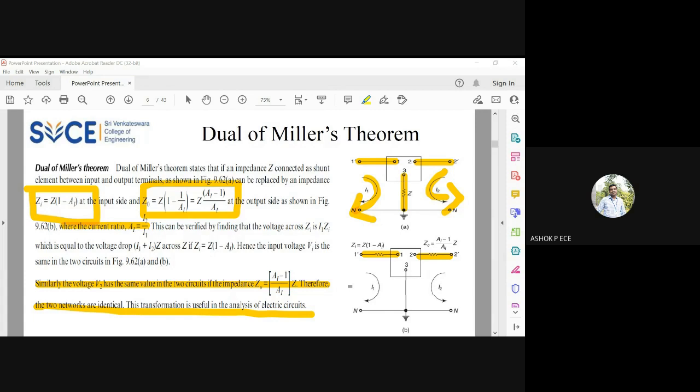Nobody wants Miller's theorem to be used always. Miller's theorem is used only when there is a component present between the input and output of any network. Understand that? Okay.